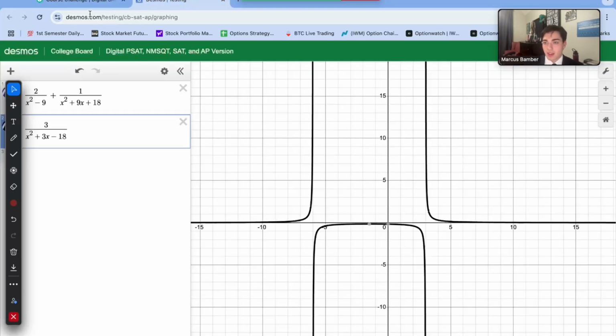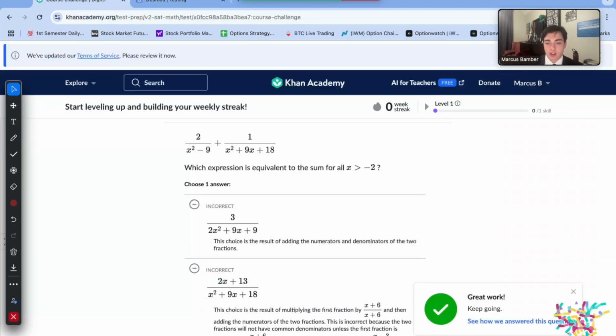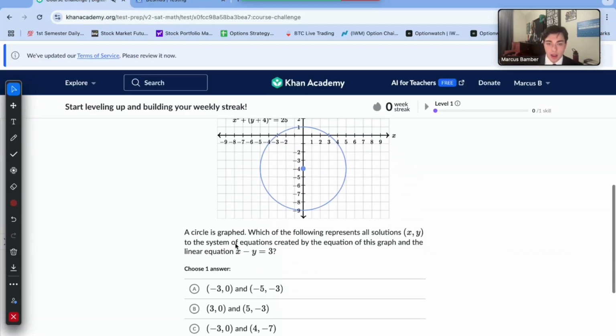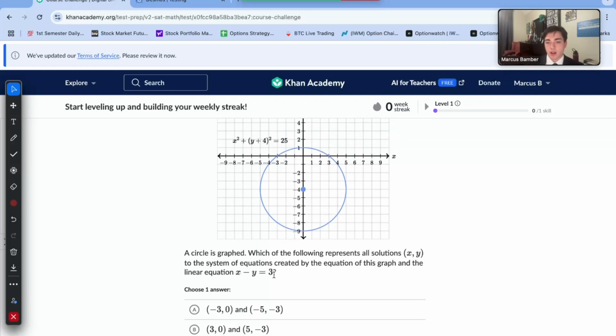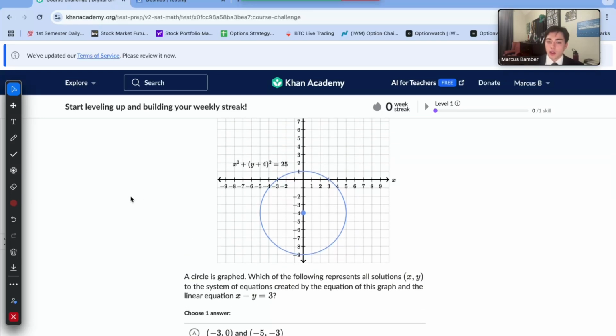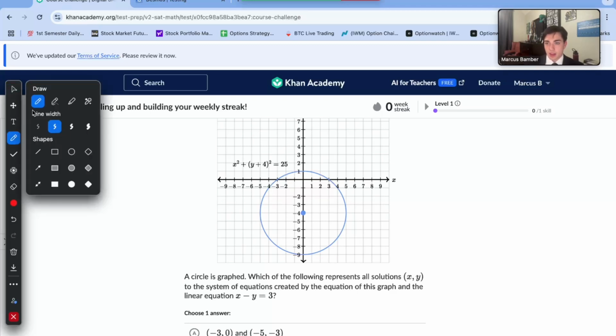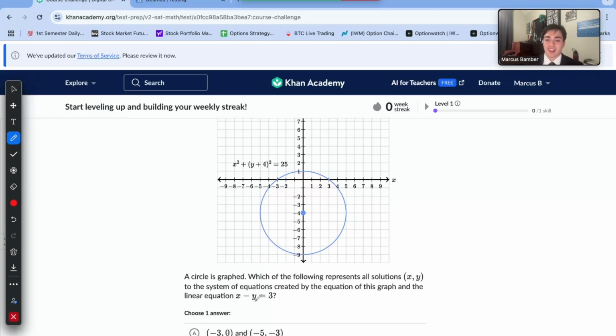When we can simply substitute into Desmos and get the exact correct answer. Okay, a circle is graphed. Which of the following represents all the solutions to the system of equations created by the equation of the graph and that linear equation? This one's a little bit too easy to not do here and do it in Desmos.